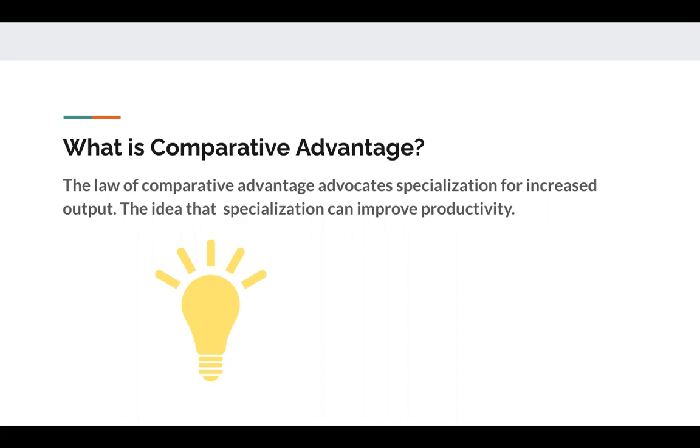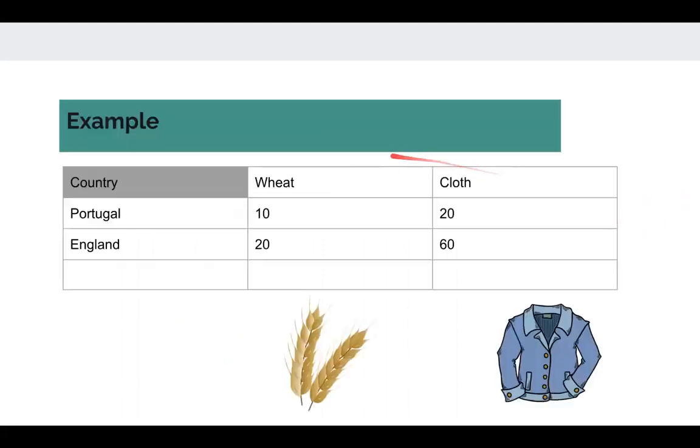The table we're about to look at is what Ricardo showed. The table shows how many hours of labor are required to produce 1 unit of wheat or cloth in Portugal and England. According to the table, Portugal can produce both products more efficiently than England. In Portugal, a unit of wheat can be produced with 10 hours of labor, while it requires 20 hours in England. 1 unit of cloth can be produced in Portugal with 20 hours of labor, while the corresponding number in England is 60.